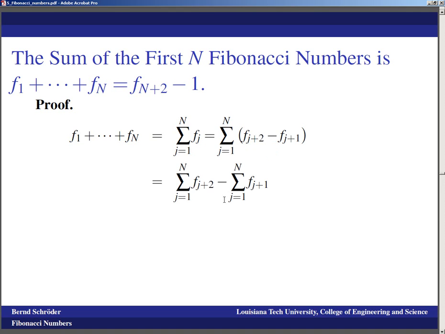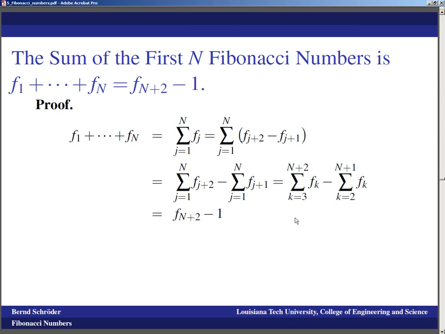And now I can split this into two sums. The sum j equals 1 to n of f sub j plus 2 minus the sum j equals 1 to n of f sub j plus 1. And now I can shift indices, right? I can only combine sums if they have the same indices, and now I shift both indices. On the first one, I say k equals j plus 2, which means when j equals 1, k is 3, when j is n, k is n plus 2. In the other one, I say k equals j plus 1, and when j is 1, k is 2, and when j is n, k is n plus 1.